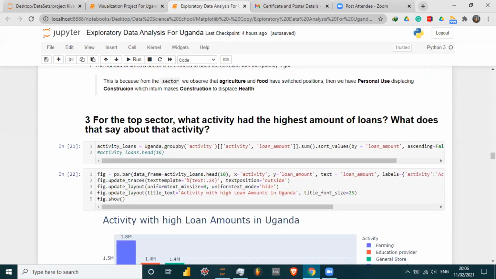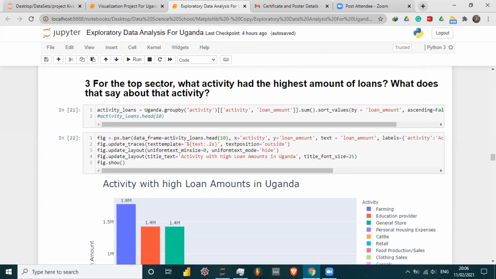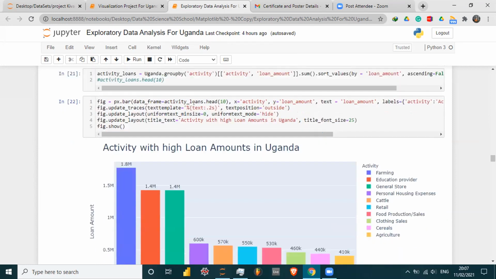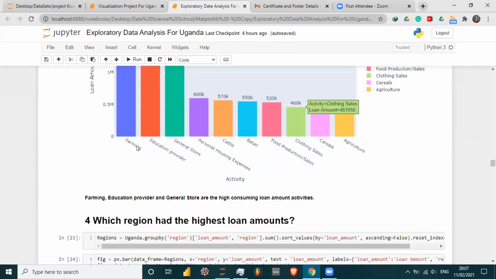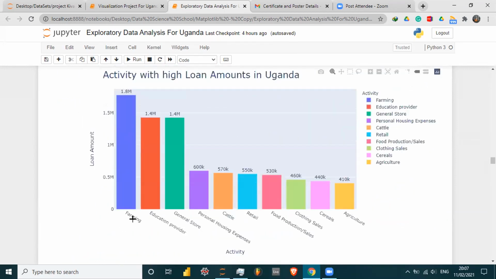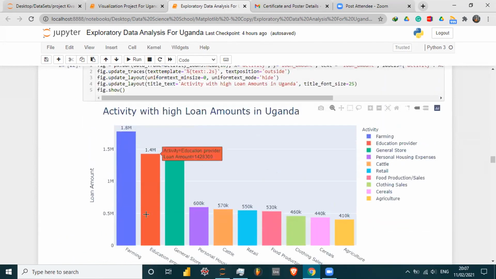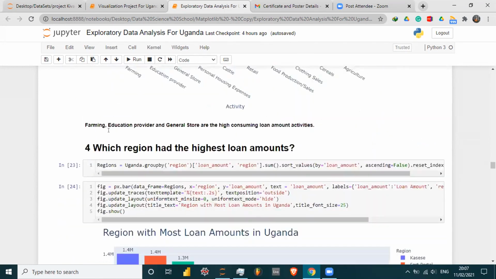So I went ahead to question 3. For the top sector, which activity had the highest amount of loan, and what does that say about that activity? For question 3, I did group by activity, then loan amounts. Then I used Plotly to plot it, and we can see that farming is topping the list in Uganda. So farming, education, provider, and general store are the activities consuming high loan amounts.